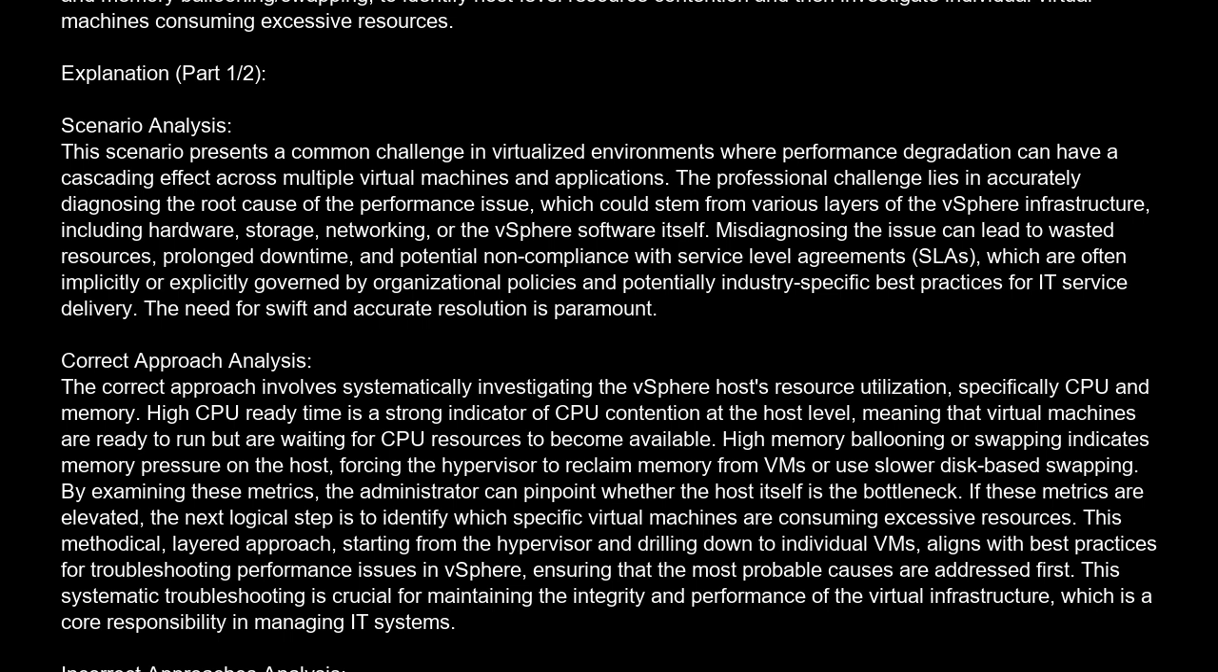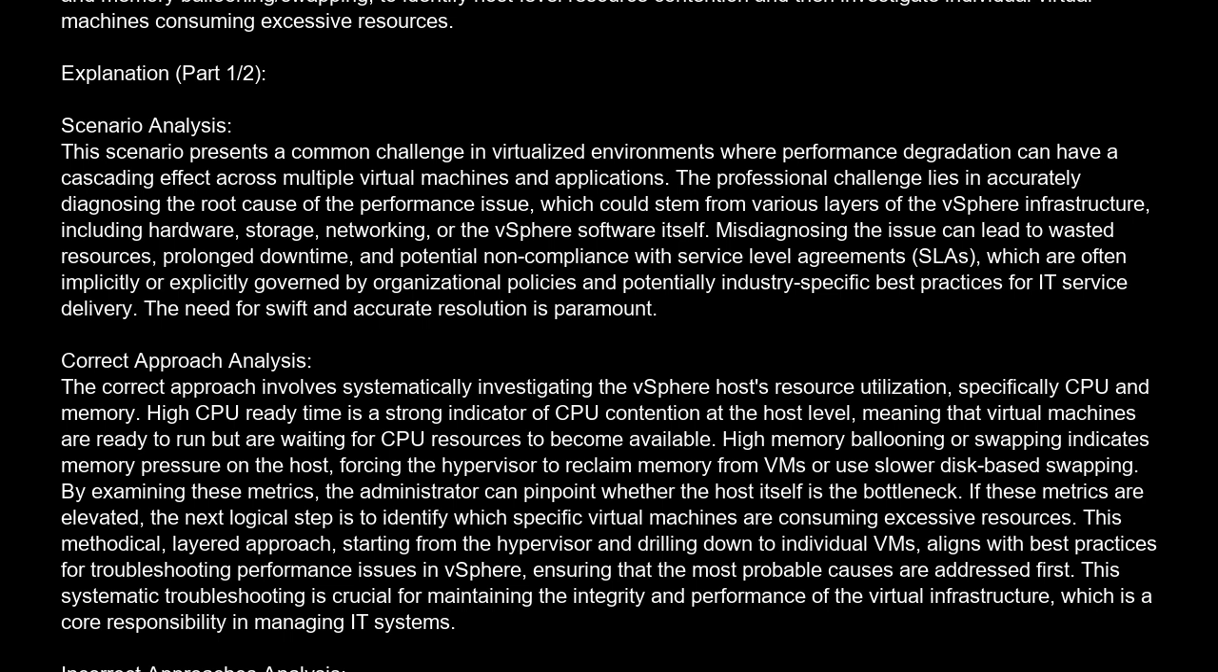If these metrics are elevated, the next logical step is to identify which specific virtual machines are consuming excessive resources. This methodical, layered approach, starting from the hypervisor and drilling down to individual VMs, aligns with best practices for troubleshooting performance issues in vSphere, ensuring that the most probable causes are addressed first. This systematic troubleshooting is crucial for maintaining the integrity and performance of the virtual infrastructure, which is a core responsibility in managing IT systems. Incorrect approaches analysis.